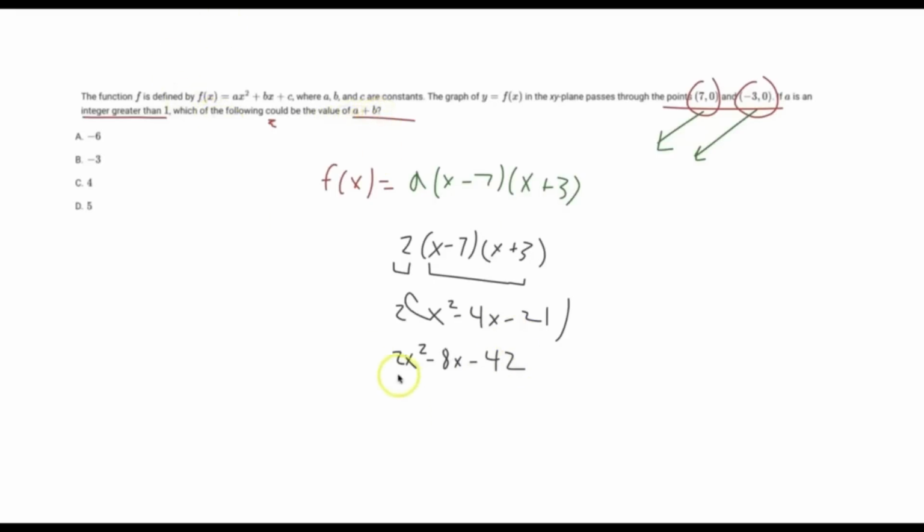Well, which ones are our a value, which is right here, and our b value, right here. So our a value is positive 2, and our b value is negative 8. And if we add those together, positive 2 plus negative 8 is just 2 minus 8. That's going to give us the answer choice of A.